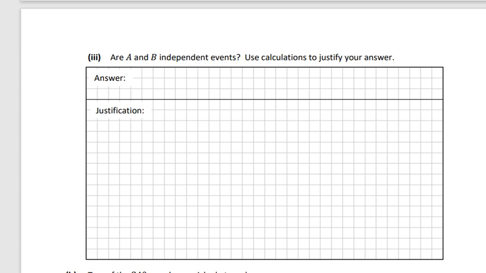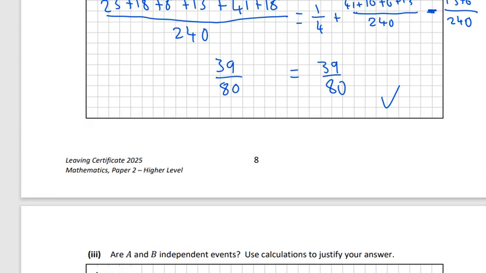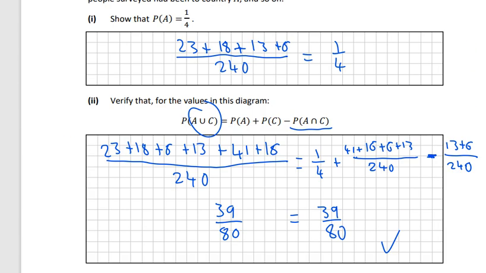Right, so the rule for independent events is that the probability of A multiplied by the probability of B is equal to the probability of A and B together, or A intersecting B. So we just have to see if that's true. So we know that the probability of A up there was 1 over 4. We worked it out in the first part.